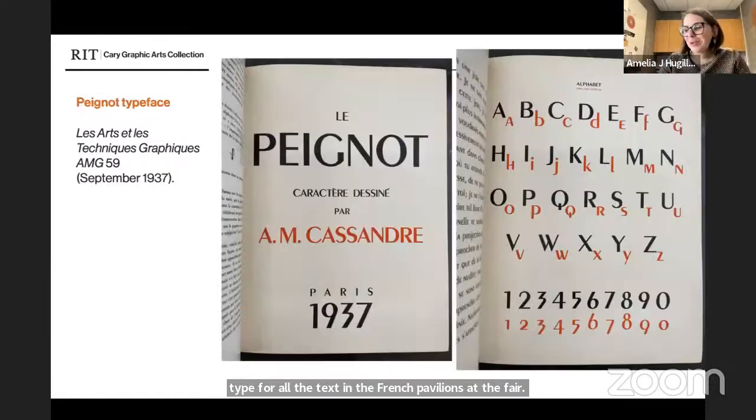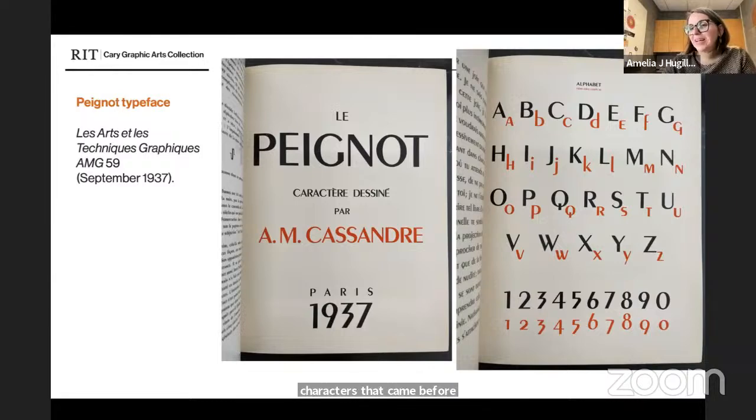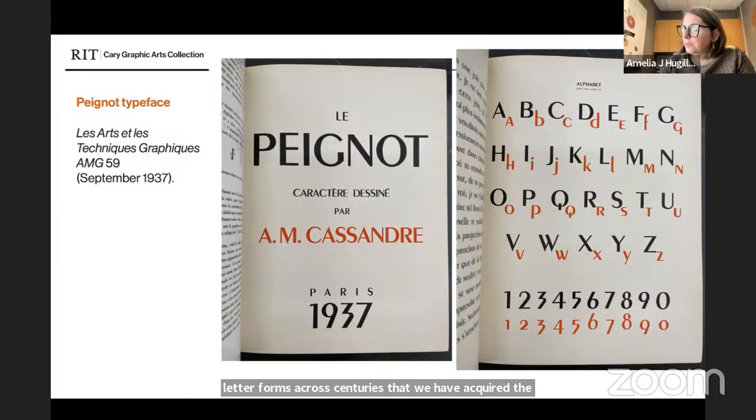It was Le Peignot, designed again by A.M. Cassandra. This article included a preface by Charles Peignot about how revolutionary Peignot, the typeface, was. I'll quote from him. "We present today to the public an alphabet where the essential characteristic is conceived differently from the multitude of other characters that came before. It is through a profound study on the evolution of letter forms across centuries that we have acquired the certainty that the principle of this evolution is pursued logically."